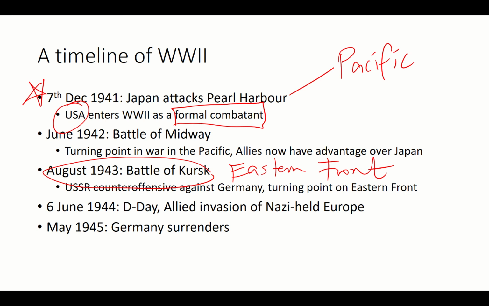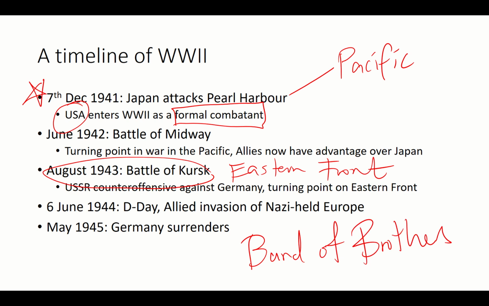The final nail in the coffin, we can say, is D-Day, 6 June 1944, the Battle of Normandy. What happens is that there is a huge Allied counter-invasion on Nazi-held Europe. This is what you see when you watch HBO's Band of Brothers, which everybody should watch. You can also watch Saving Private Ryan. So what we see is that clearly the Allies are on the offensive. They are counter-attacking. And by May 1945, Germany surrenders, Hitler commits suicide. So this is where World War II in Europe ends.